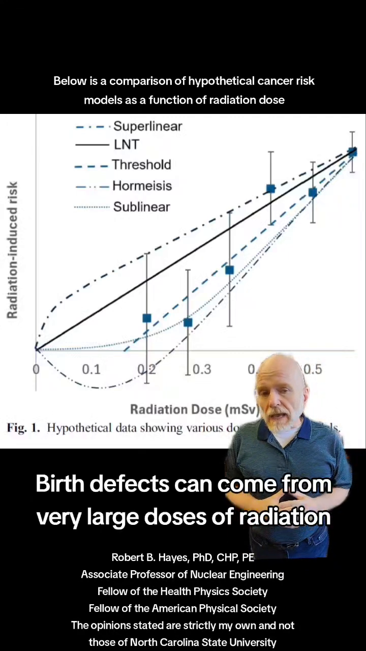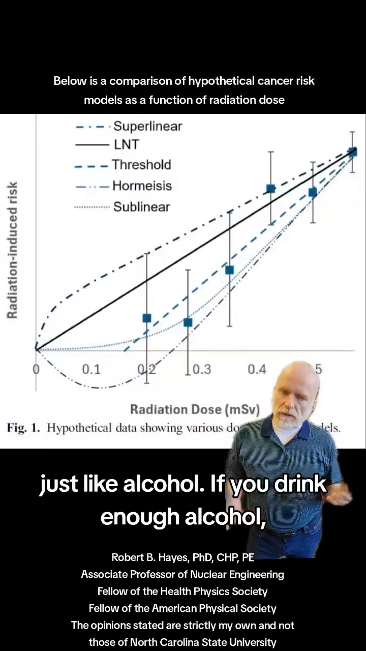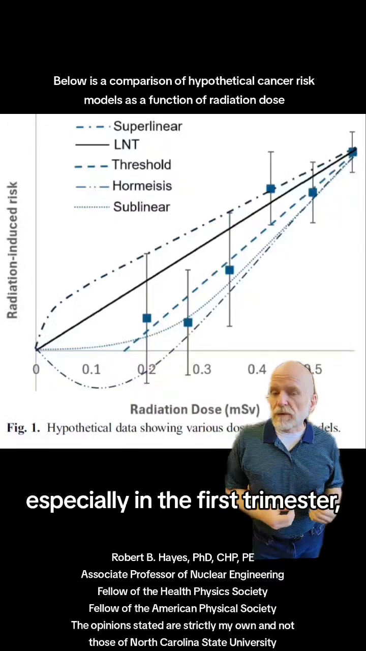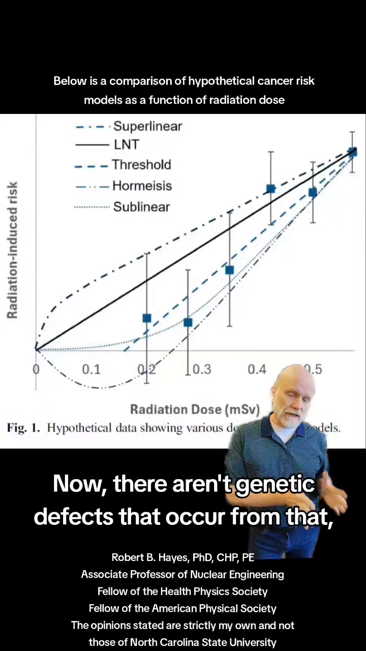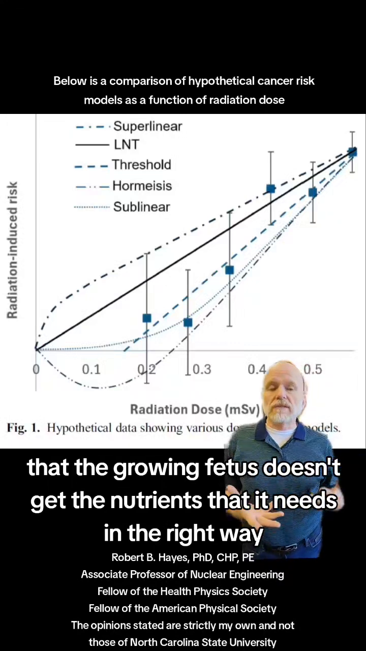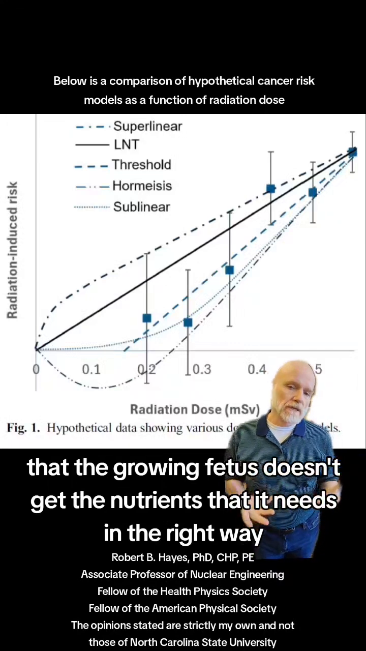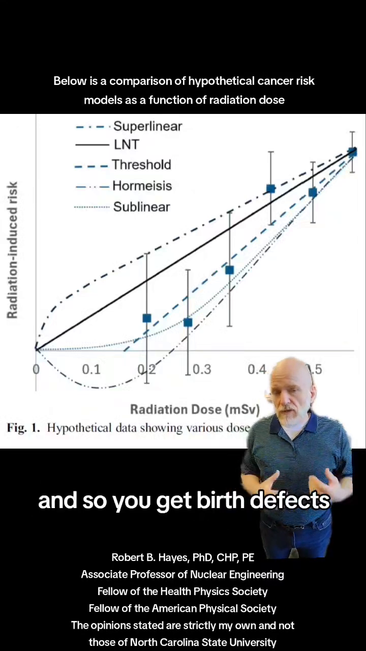Birth defects can come from very large doses of radiation, just like alcohol. If you drink enough alcohol, especially in the first trimester, you can get birth defects. Now, there aren't genetic defects that occur from that, just birth defects. Basically, the growing fetus doesn't get the nutrients that it needs in the right way so that it doesn't develop properly, and so you get birth defects.